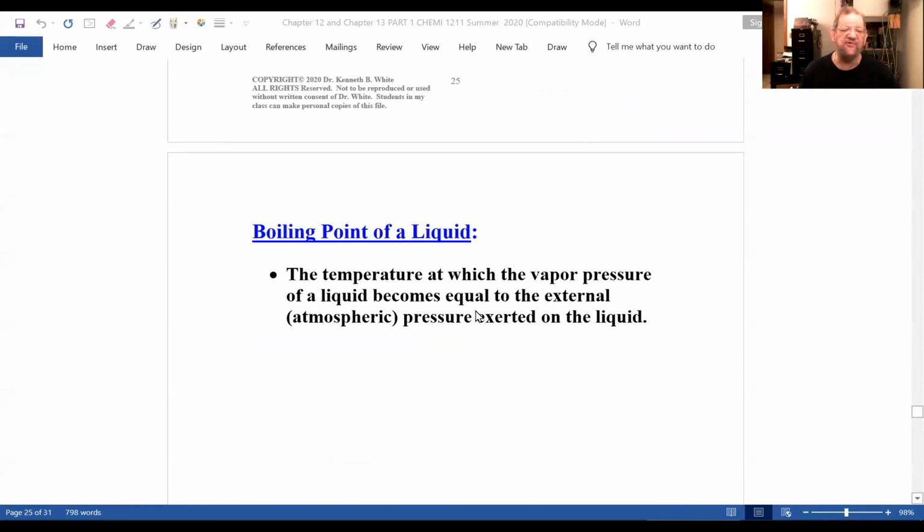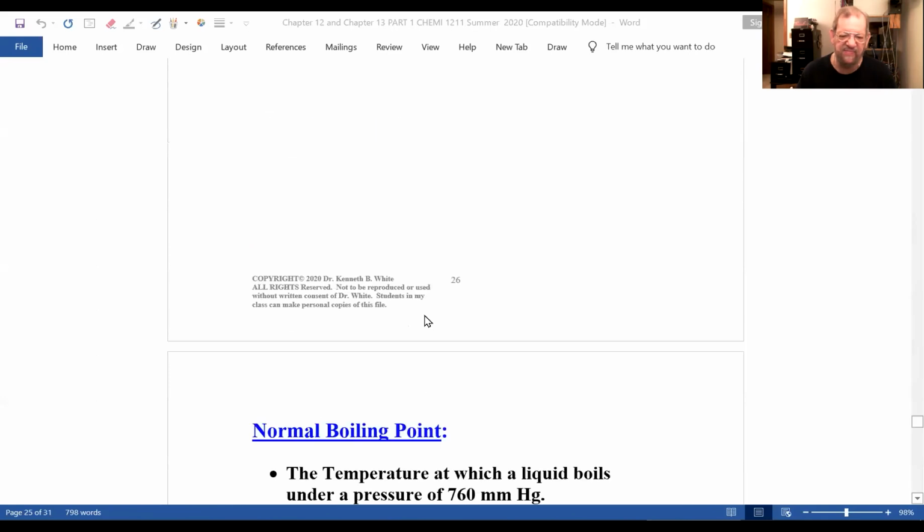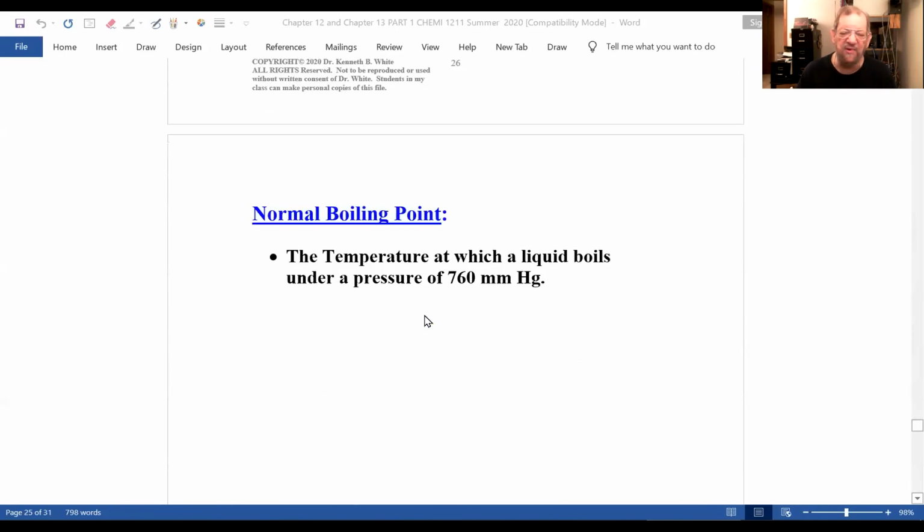Now, we have a special thing called the boiling point of a liquid. And that's the temperature at which the vapor pressure of the liquid, in other words, the gas coming from the bubbles, equals the atmospheric or external pressure exerted on it. And normal boiling point happens at 1 atmosphere, 760 torr.